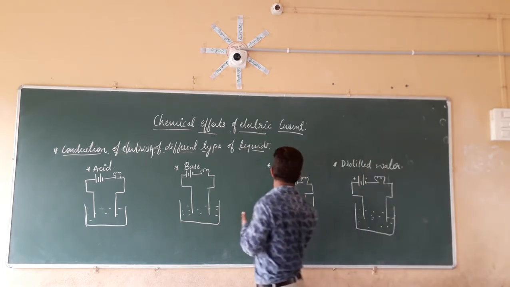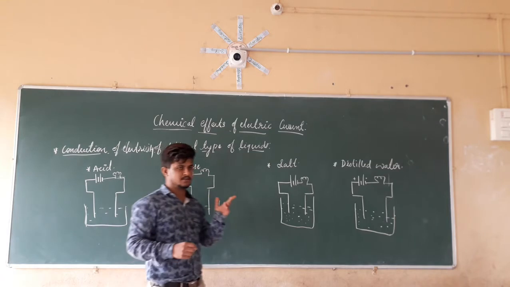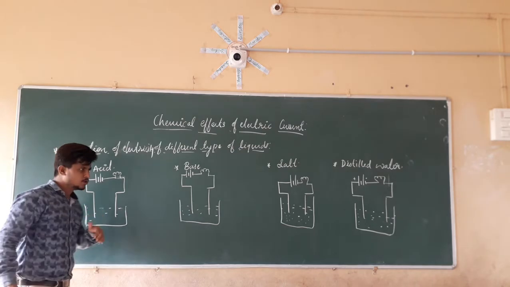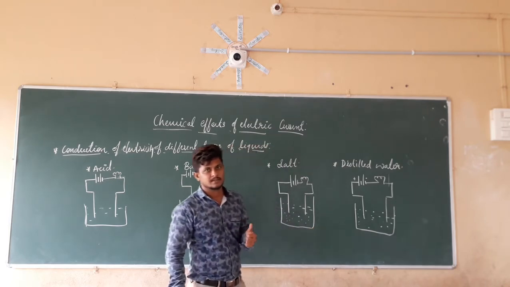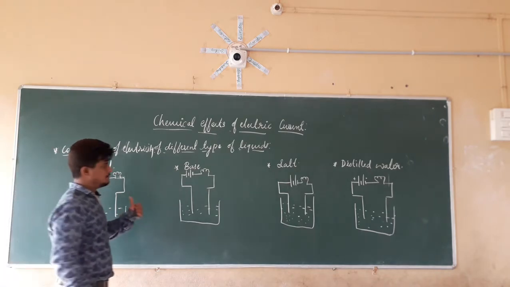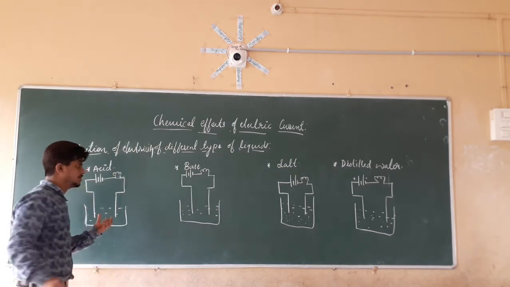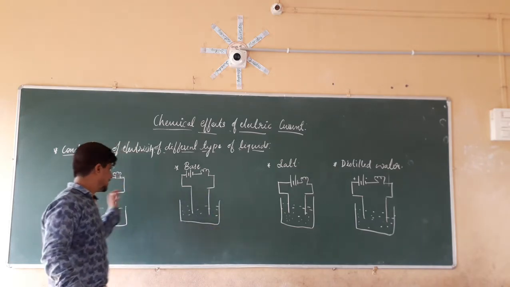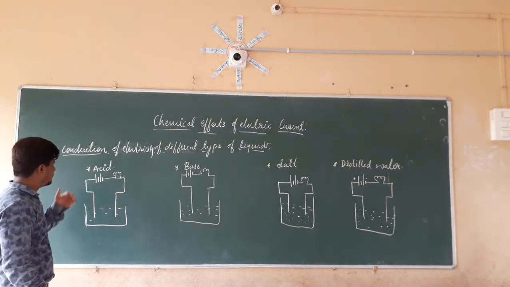Now we have acid, base, salt and distilled water. Many other things could be taken as liquids, but especially I am taking these things. You already studied acids, bases, as well as salts in the 7th class: acids are sour in taste, bases are bitter in taste, and salts are formed by the combination of acid as well as base. So we are going to check the conduction of electricity through acid, through base as well as salt. If we take the example here, first acid.